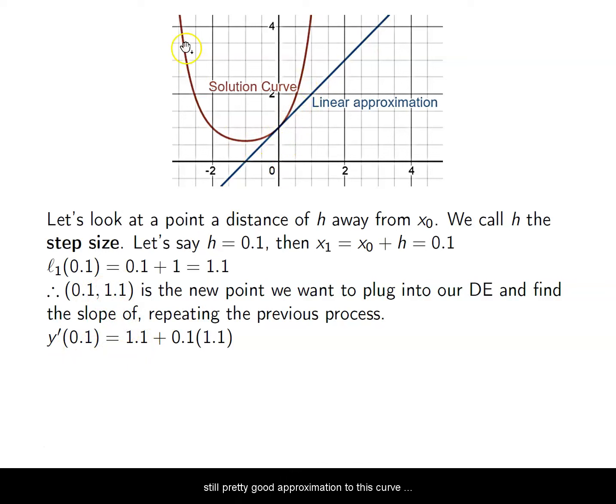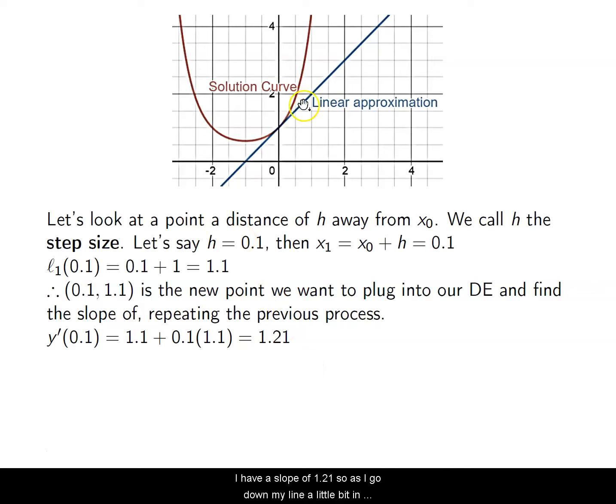So it's still a pretty good approximation to this curve that I actually don't have. And I'm going to plug it into my DE. So I'm going to have y plus x times y, right? That's my DE. And it's going to tell me that the slope is 1.21. So at this point, I have a slope of 1.21.